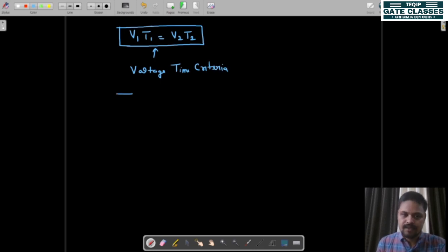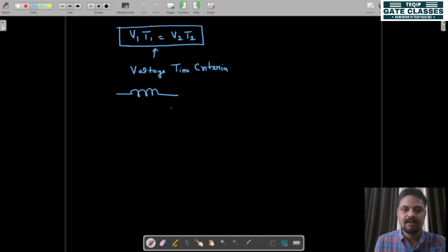So, if an inductor is there and some voltage is applied like V1 for T1 and in the discharging time V2 for T2, then if the inductor is not in saturation, this value is going to be V1 T1 is equal to V2 T2.